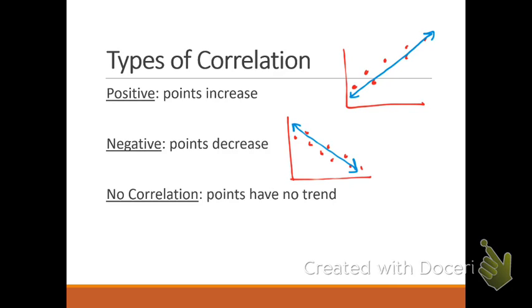Now, if we had data that ended up not having a correlation, what would happen would be that the points would kind of be all over the place. You wouldn't really know where to make a line if you were going to try to do that.